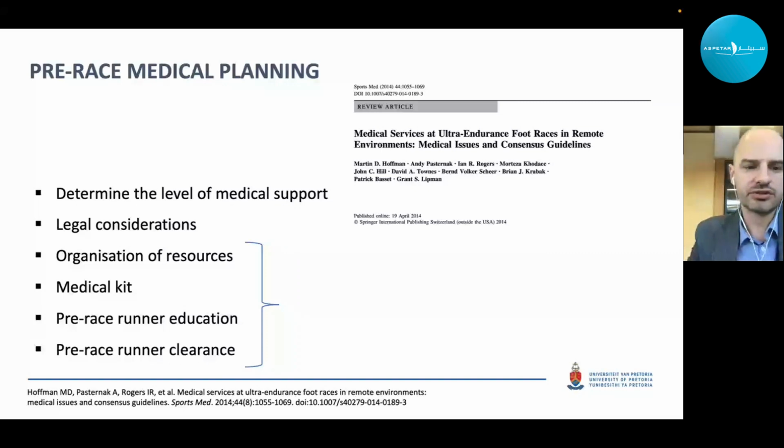They highlight the importance of pre-race runner education and pre-race runner clearance. But the details here we don't know. We don't know what to educate them on, and how do you make the call on stopping a runner from participating? How do you clear a runner? What exactly should be in your kit? And all of this should be guided by the injury profiles that these guys have. And at this stage, we really don't know.